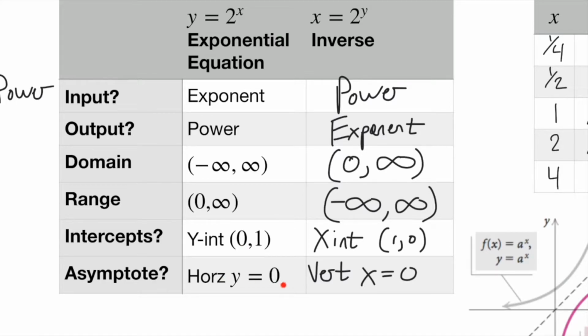Then, of course, there's an asymptote. There's a horizontal asymptote, y equals 0. Eventually, these exponential functions will go down very close to the x-axis, at a horizontal line of y equals 0. And so when we take the inverse, that gets flipped. It's now a vertical asymptote at x equals 0. What does that look like graphically?